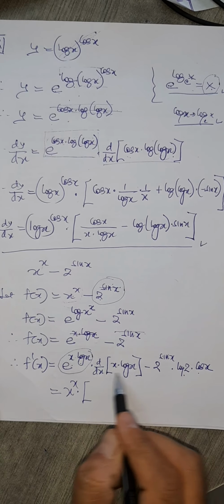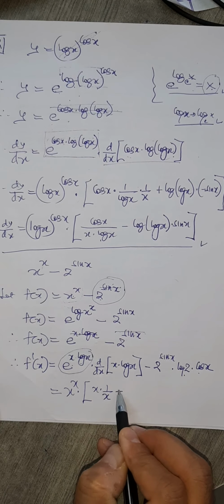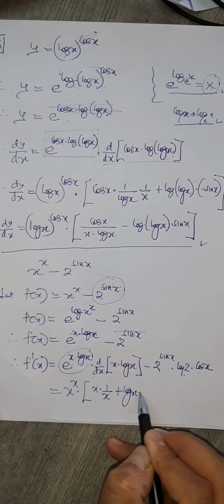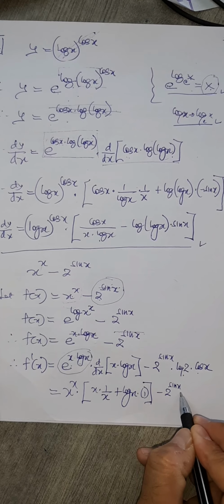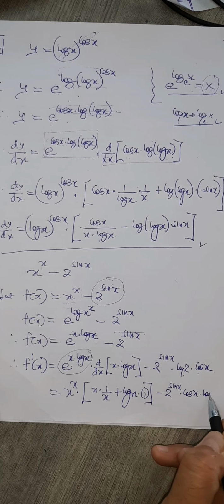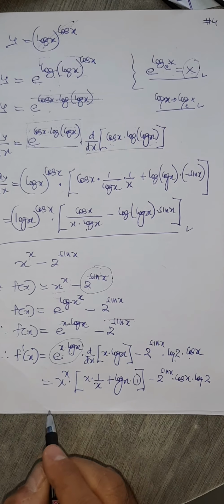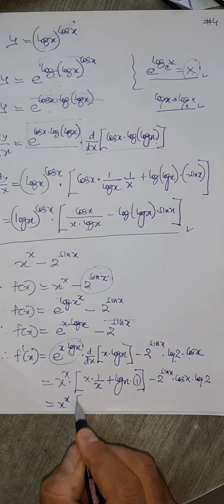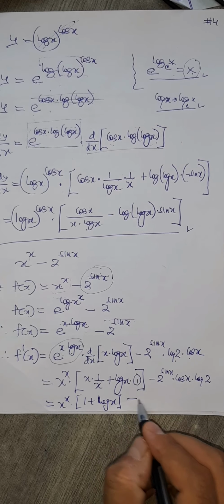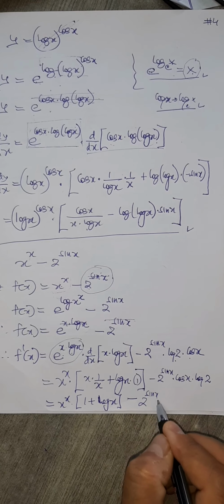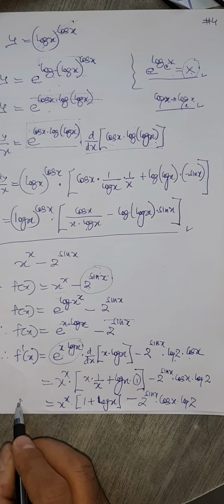What about this? Here I'll use the product rule. x as it is. What's the derivative of log x? 1 upon x. Plus log x as it is. What's the derivative of x? 1. Minus, I'm just copying this, 2 raised to sin x into cos x into log 2. And now finally the last step, that is x raised to x into 1 plus log x minus 2 raised to sin x into cos x into log 2. This is f dash x.